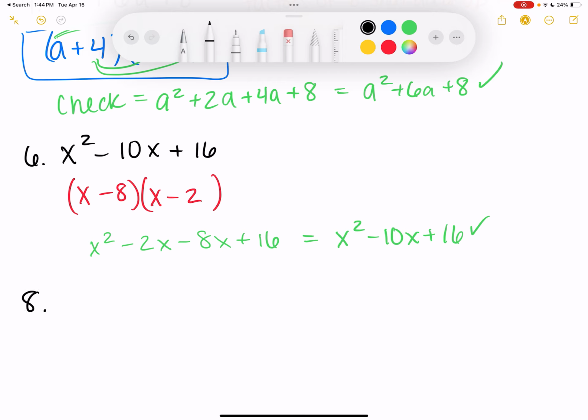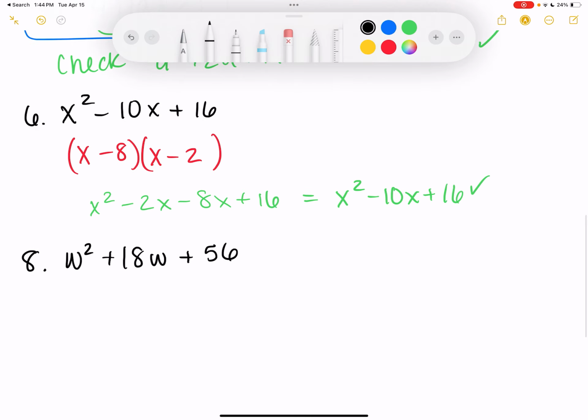Number 8. w squared plus 18w plus 56. So I need two numbers that multiply together to give me 56 that also add up to give me 18.